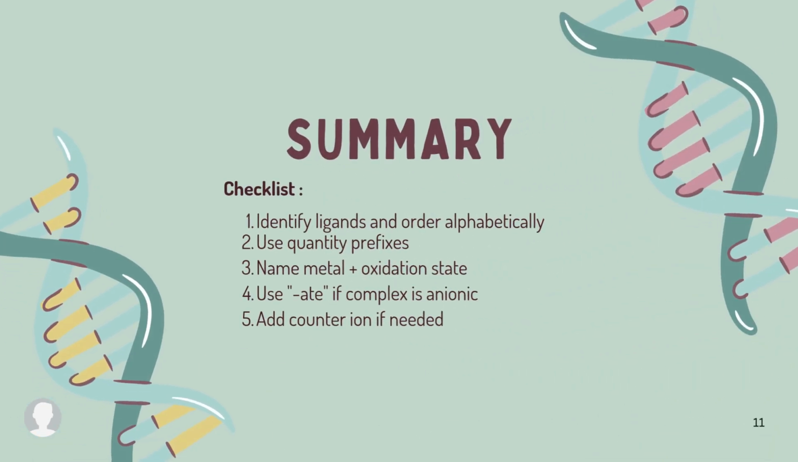To summarize the steps. Step 1. Identify and name all ligands in alphabetical order. Step 2. Use prefixes to show the number of each ligand. Step 3. Name the metal ion and determine its oxidation state. Step 4. Modify the metal name if the complex is an anion. Step 5. Add the counter ion name if present.